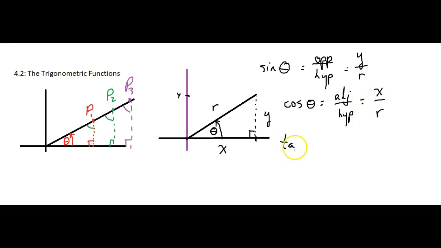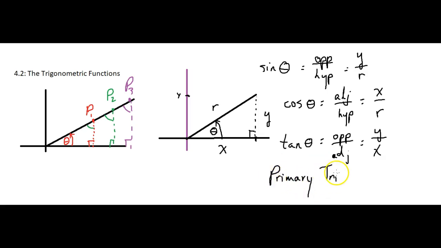And the tangent of theta is another possible ratio we can make with these sides, which is the opposite of theta over the adjacent to theta. So opposite over adjacent, which is, in this case, y over x. So I've got all possibilities, except for the reciprocal of each, okay? These we refer to as the primary trigonometric functions.